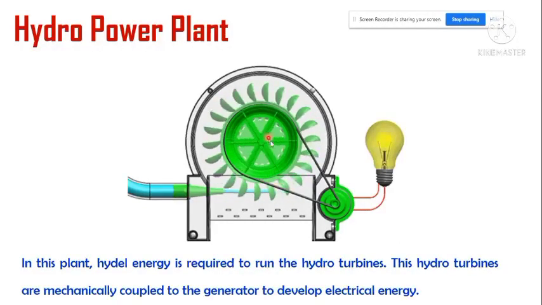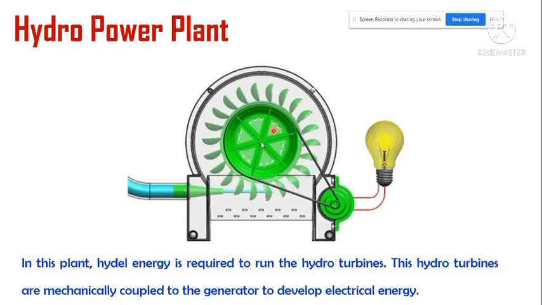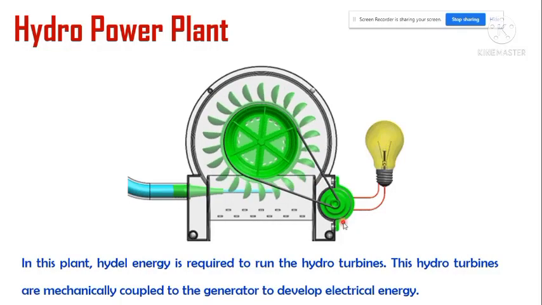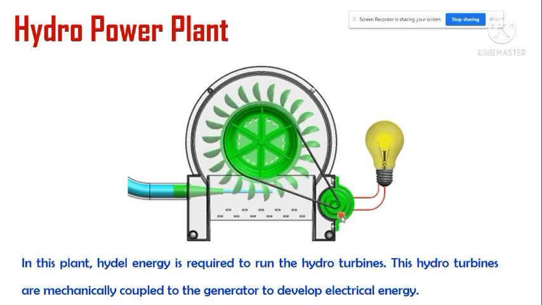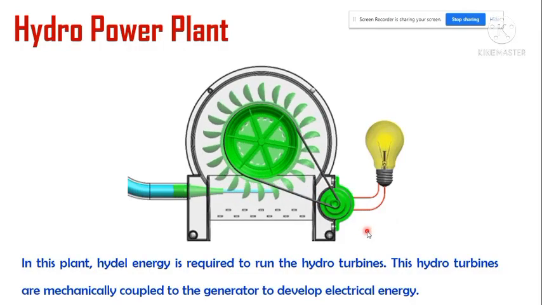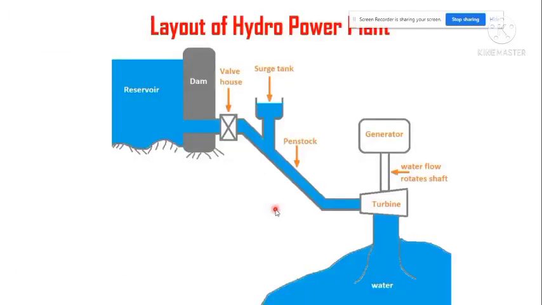This turbine develops mechanical energy by means of the hydel energy. Now this mechanical energy is transferred to the generator by means of mechanical coupling. The generator will generate electrical energy by taking mechanical energy as the input from the turbine. So this is about the concept. Next, coming to this layout, this is a layout of the hydropower plant. Here the basic components we will discuss in the next slides.